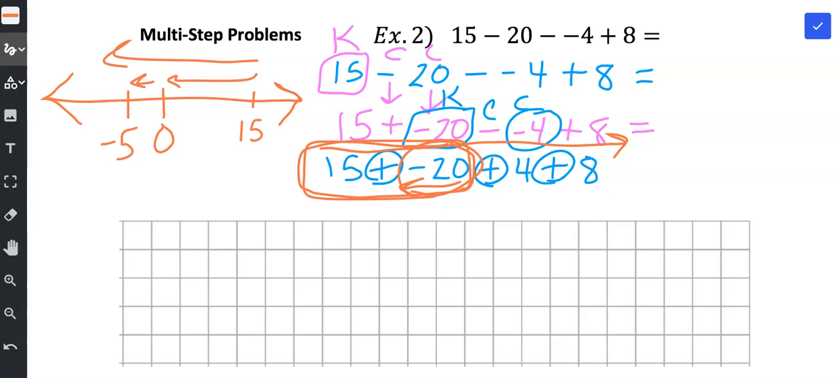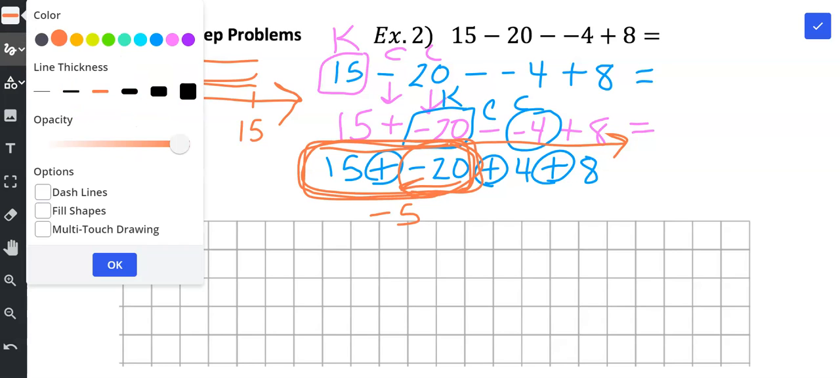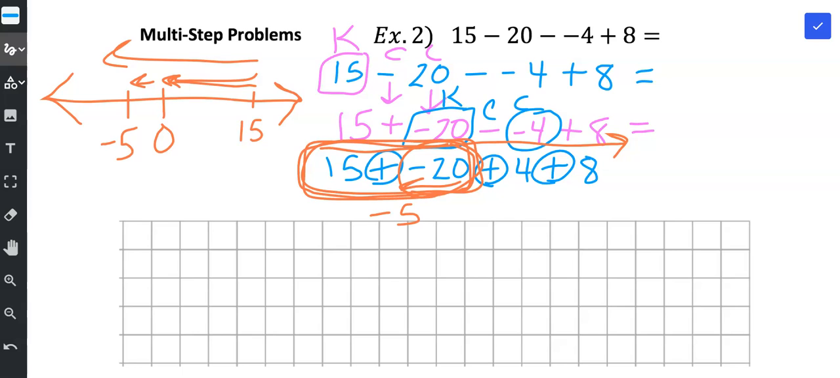So this is just a little shortcut for us to use, going back to 0 as a faster way to move 15 whole places. And then I move 5 more and I end up at negative 5. So this becomes negative 5. So the part that's in the rectangle, 15 plus negative 20 equals negative 5. And then I just copy the rest of the problem. So the rest of the problem is plus 4 plus 8.